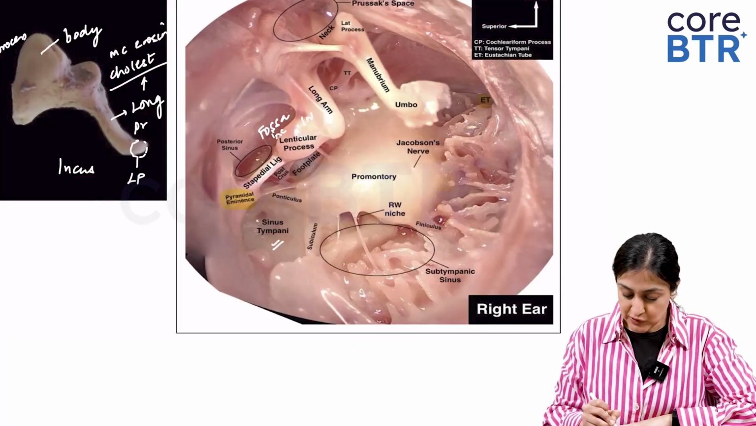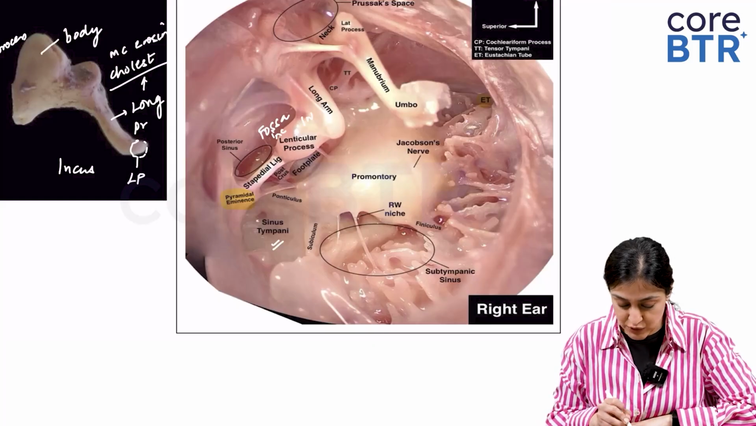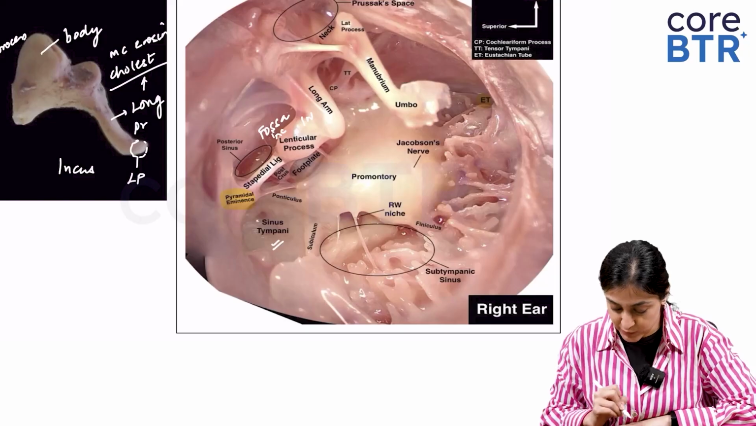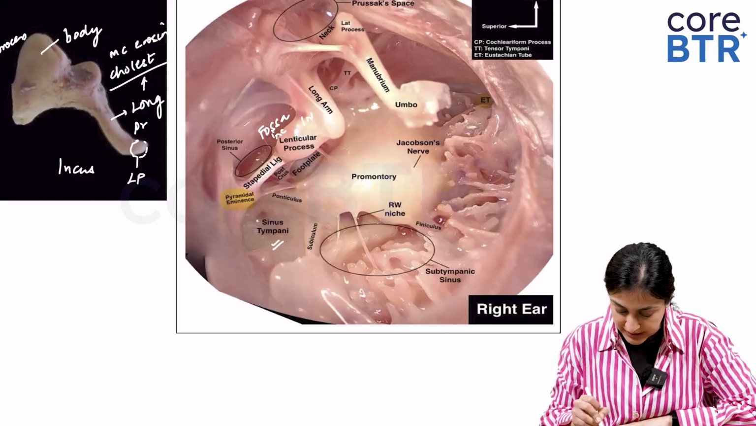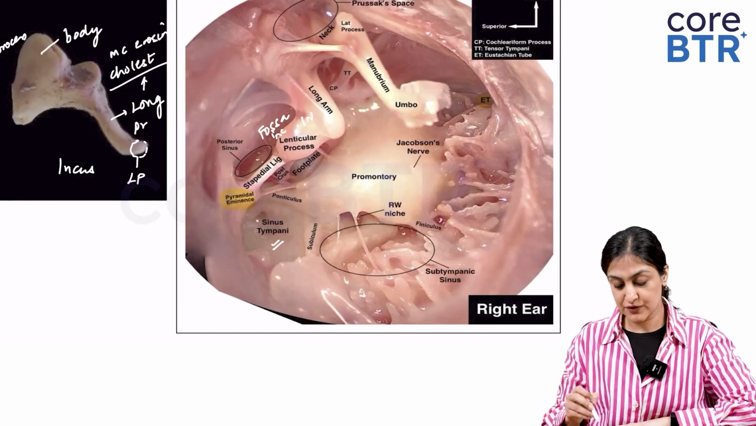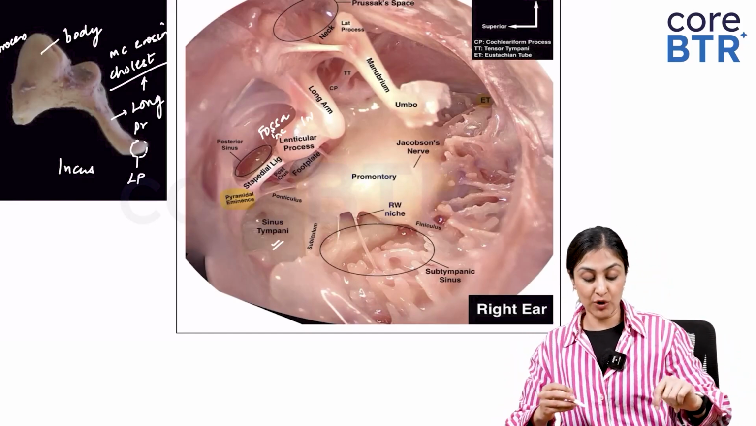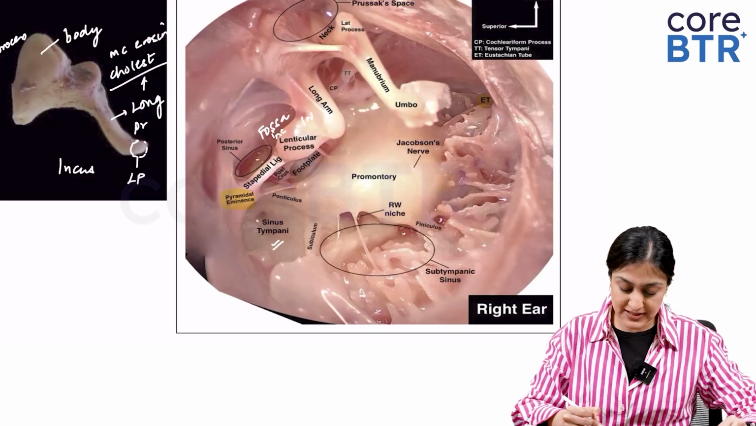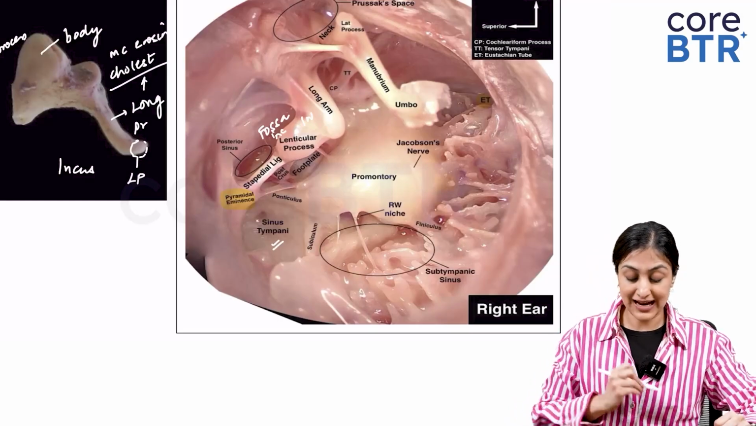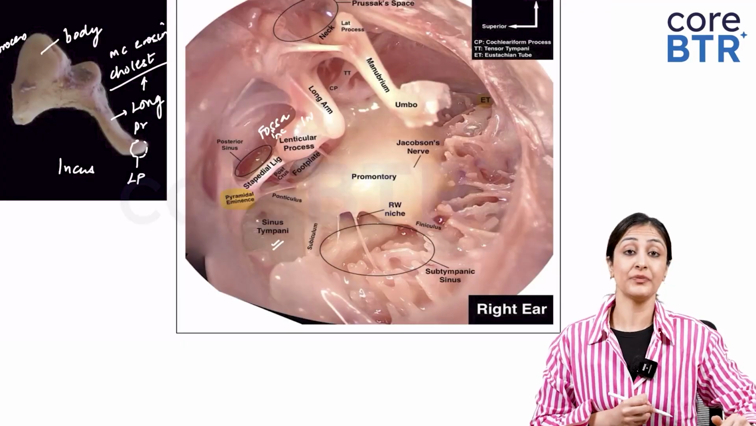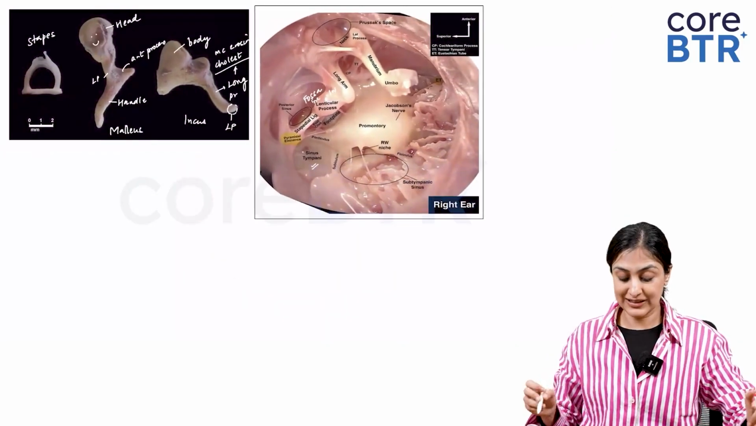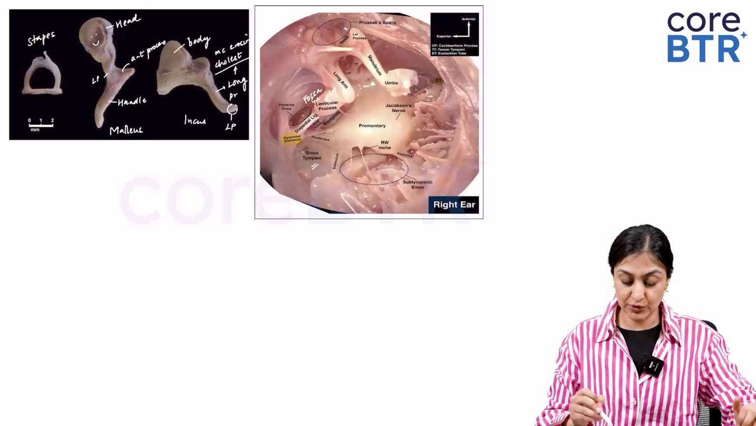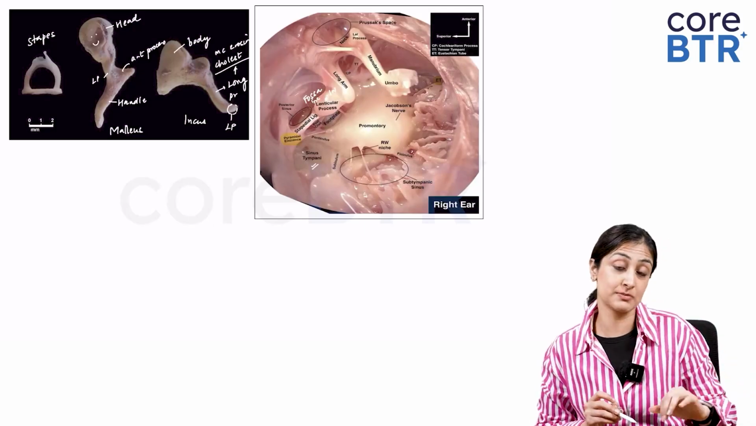You can see the ponticulus and subiculum. You can see the promontory and the round window here. So this is the oval window, this is the round window, right? I think that's all. And you can see Jacobson's nerve. So did you get an idea of what all things are there? You can also see the tensor tympani attaching on the handle of the manubrium. Okay, so this is all about the anatomy here. I just want you to be comfortable with this picture.